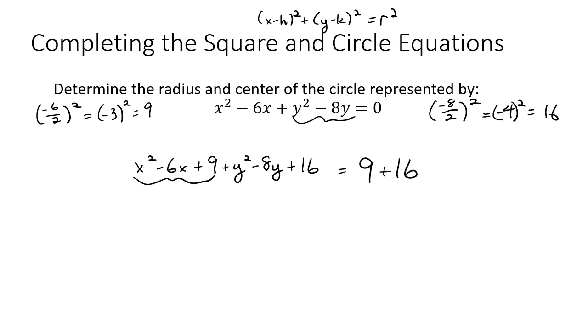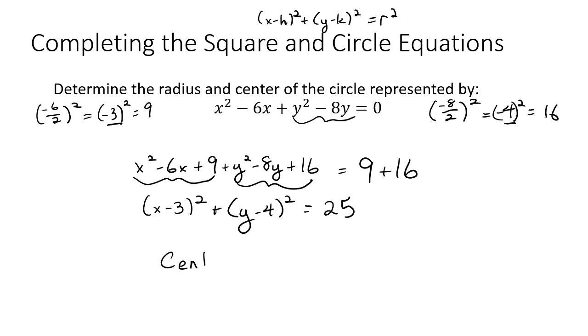Then this factors perfectly into x minus 3 squared. This factors perfectly into y minus 4 squared. And the 9 plus 16 on the other side is 25. So this would be a circle whose center is at 3, 4, flip the signs, and has a radius of the square root of 25 or 5.